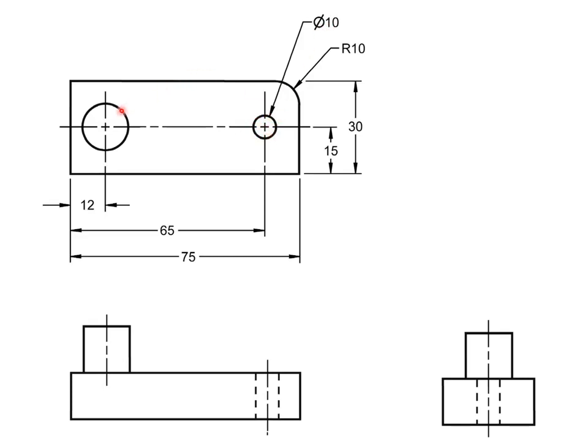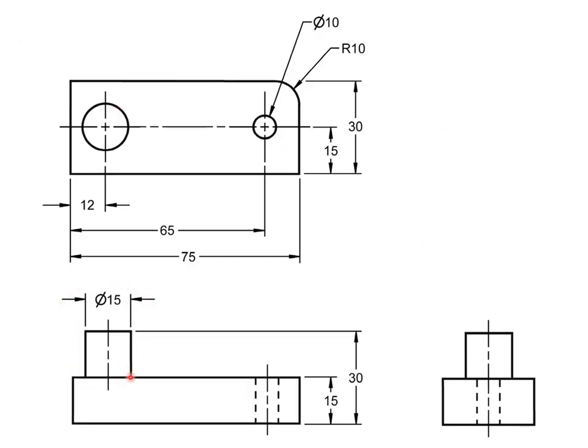Notice we did not dimension the diameter of this circle, and it's because it's a solid. So if it's a cylindrical solid, in this case a shaft, a round shaft, then we don't dimension the circle, we dimension the rectangular view. Next slide.